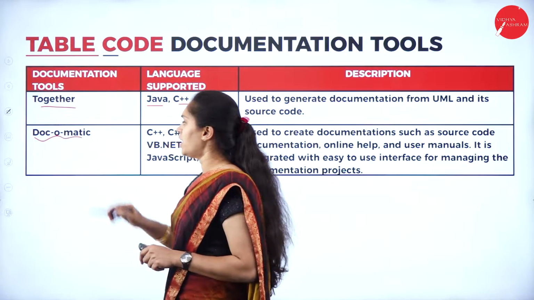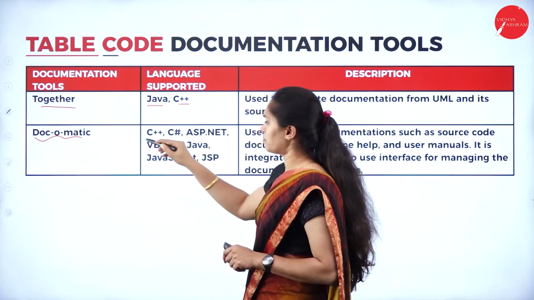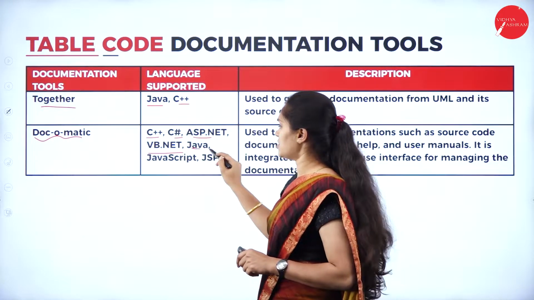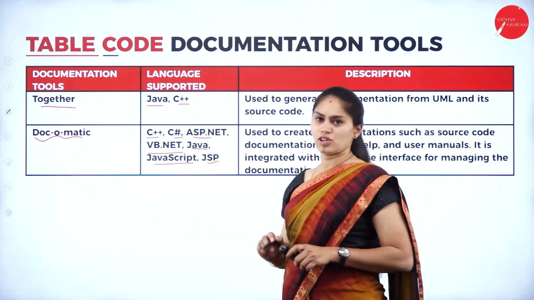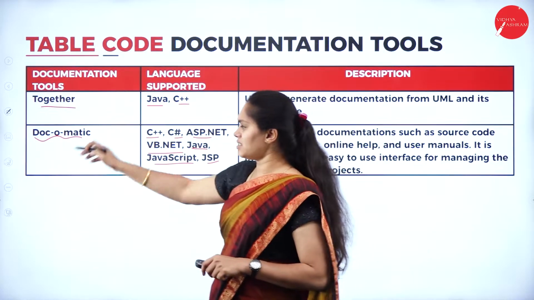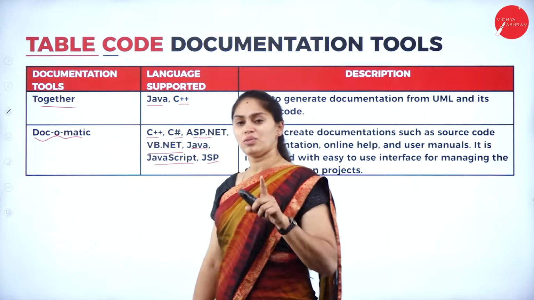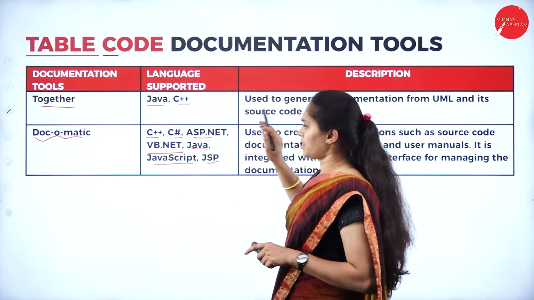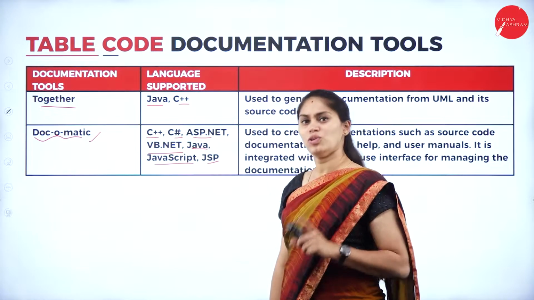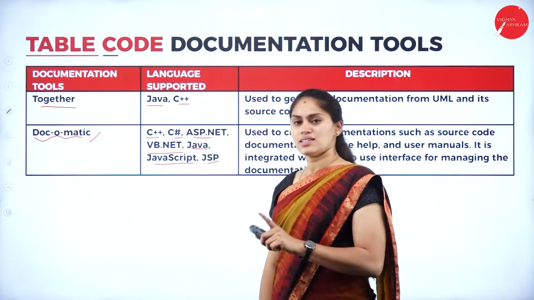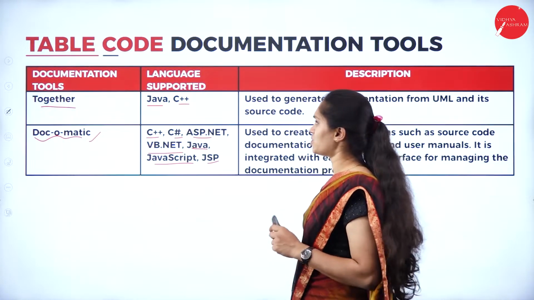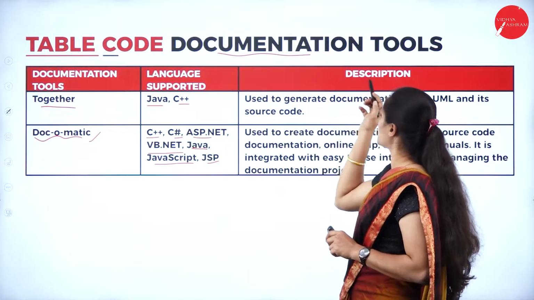So next we have Doc-O-Matic. This supports C++, C#, ASP.NET and VB.NET. And also we have Java, JavaScript and JSP. So all these languages are supported by Doc-O-Matic. If you want to write a code segment for all these mentioned languages, then you have to take the support of this documentation tool in order to write a more understandable and readable code documentation. So I hope you all understood this table of code documentation tools.